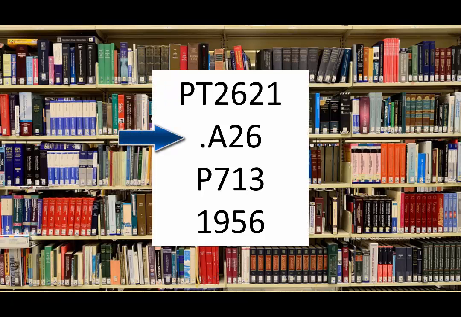See that dot before the A? That tells you the next group of numbers should be treated as a decimal. Simply stated, you will see point A1, then point A2, then point A3. Since we are looking for point A26, it will be between point A2 and point A3. Once you've found point A26, move down the call number to find P713, and lastly the publication date, 1956.